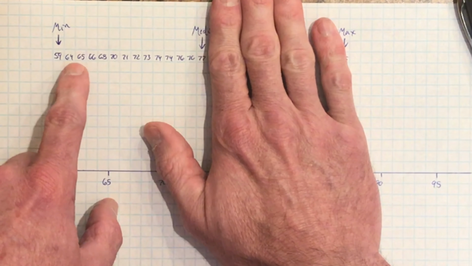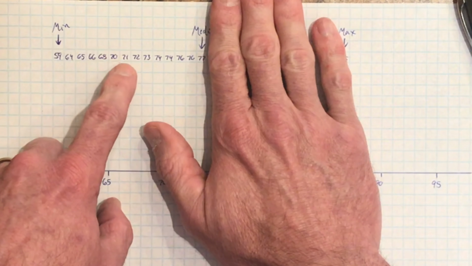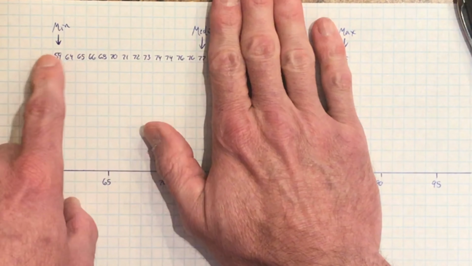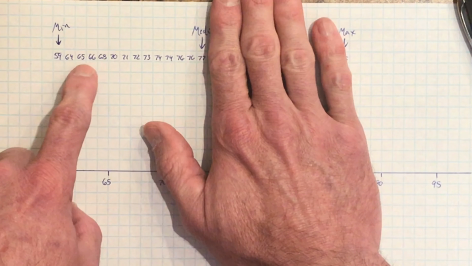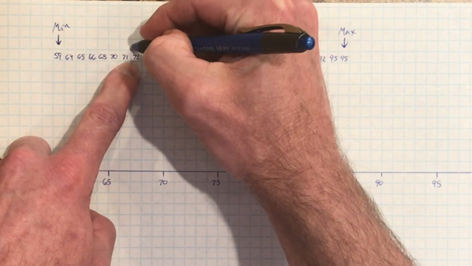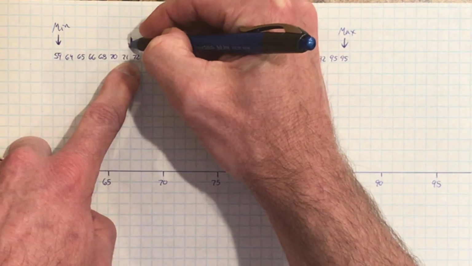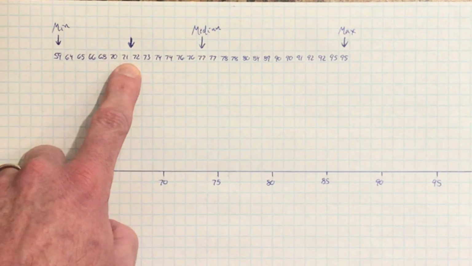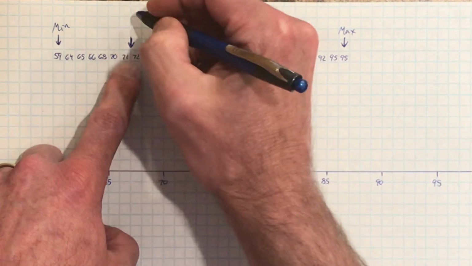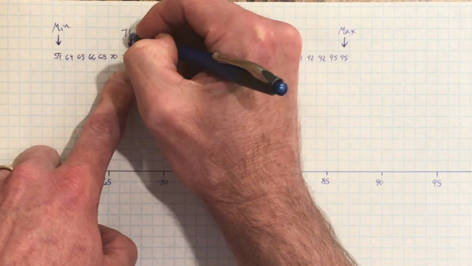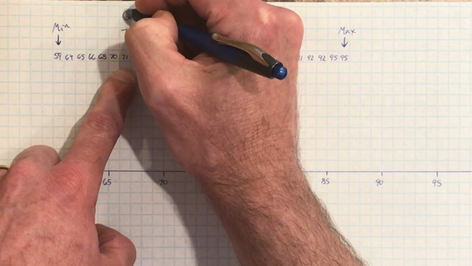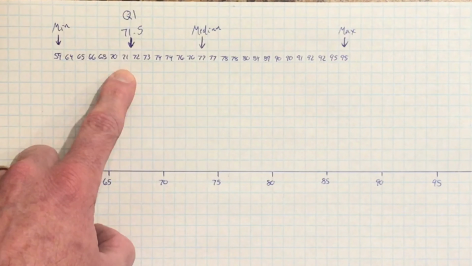So 1, 2, 3, 4, 5, 6, 7, 8, 9, 10, 11, 12, 13, 14. Since we have an even number, 1, 2, 3, 4, 5, 6, 7, right here between the 71 and the 72 is that midpoint of the lower half. What's halfway between 71 and 72? 71.5. The name for that is the first quartile, which is abbreviated Q1, the first quarter of the data.